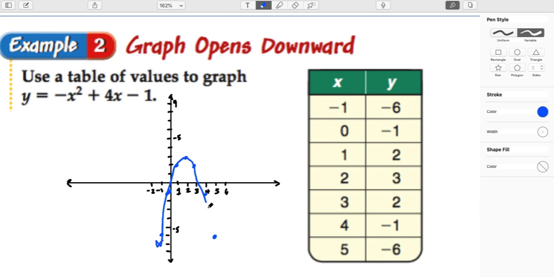There we go. That other side didn't look too good, but whatever. You guys get me. All right, excellent. And so this is what's going on when we graph. So again, very straightforward. Plug in some numbers, see what the corresponding y value is, look for a turning point, and then graph.